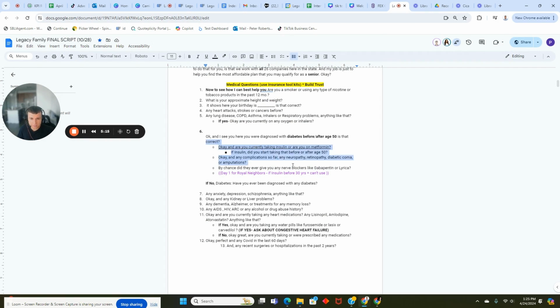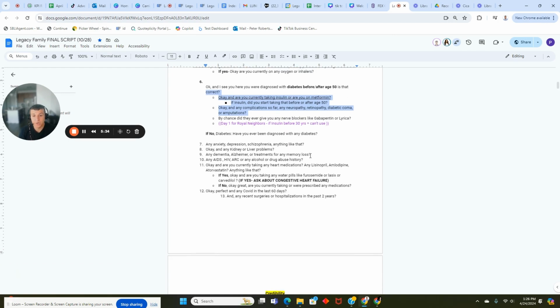Okay, so just to break through this again, are you currently taking insulin or metformin? You want to get that. Do you currently have any complications like any neuropathy, any retinopathy, any diabetic coma, or any amputations? And then you need to ask about gabapentin or Lyrica for nerve blockers. Okay, so really, really important to understand that as well.